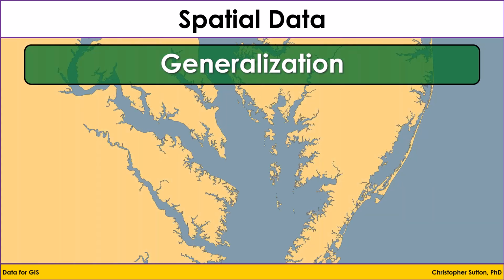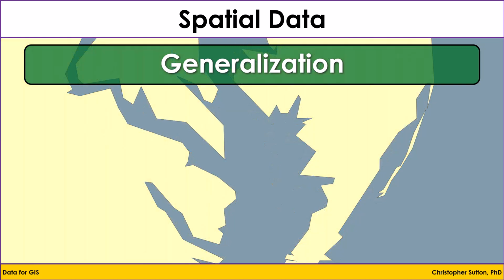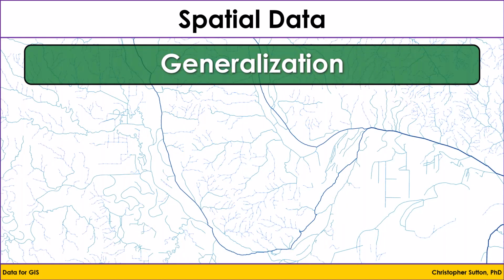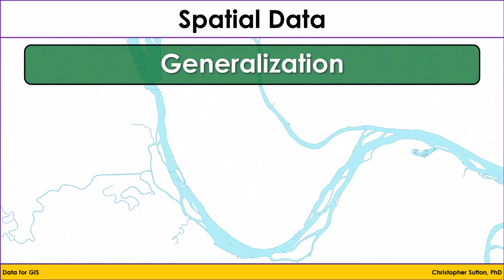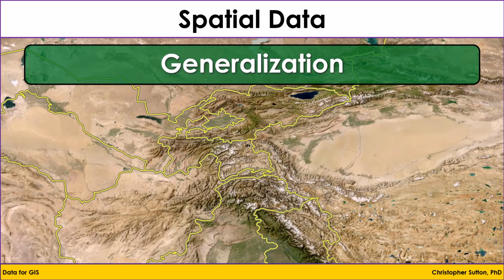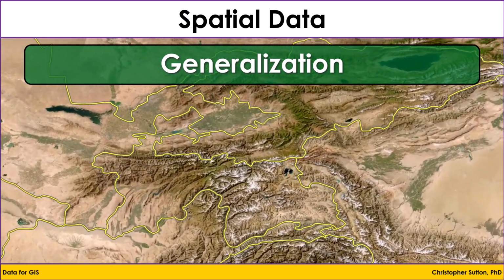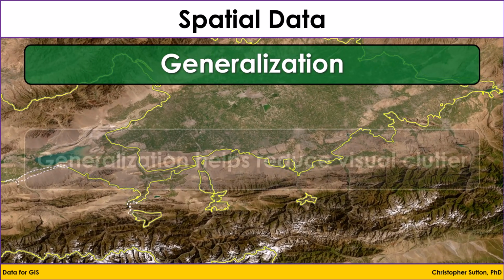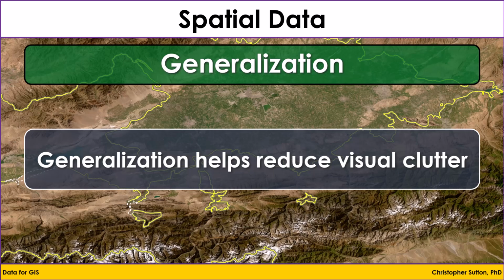This means that fine details are sometimes simplified, smoothed, or aggregated depending on the scale of the map. For example, a river may be represented as a single line on a small-scale map, but as a wide polygon on large-scale maps. Similarly, a country boundary may appear as a smooth line even though its actual borders may be irregular or disputed. Generalization helps reduce visual clutter and ensures that the data remain meaningful at different scales.